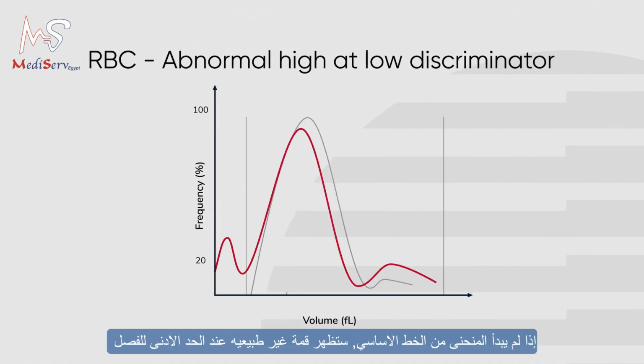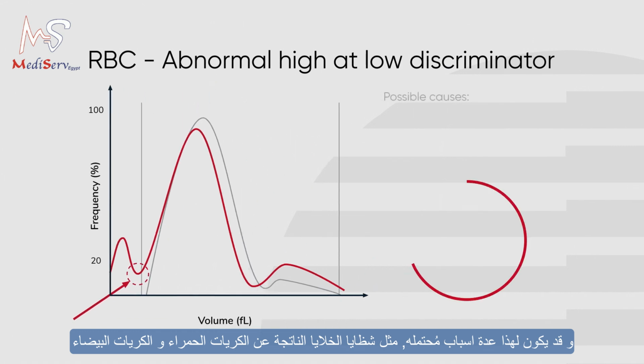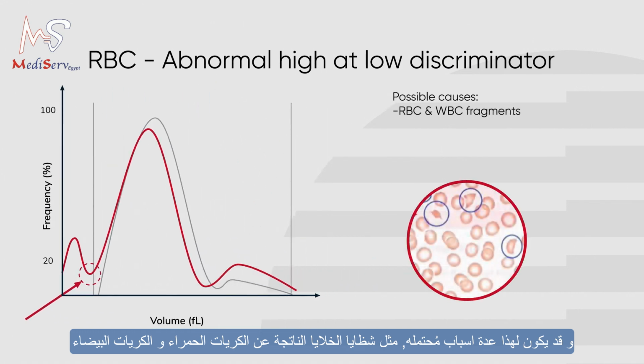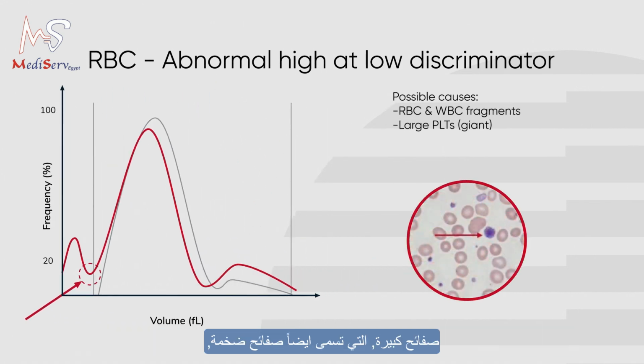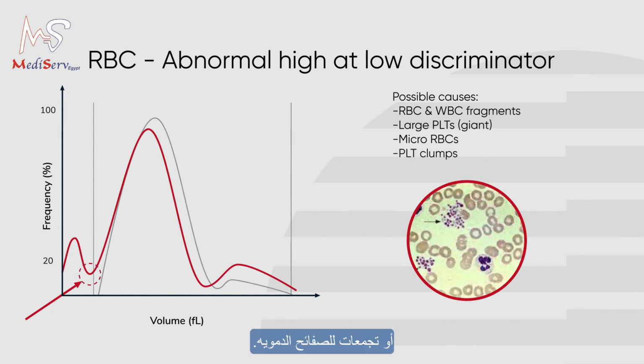If the curve does not start from the baseline, there will be an abnormal high at the low discriminator. This could have several possible causes, such as cell fragments from red or white blood cells, large platelets, also called giant platelets, small red blood cells, also called micro-RBC, and platelet clumps.